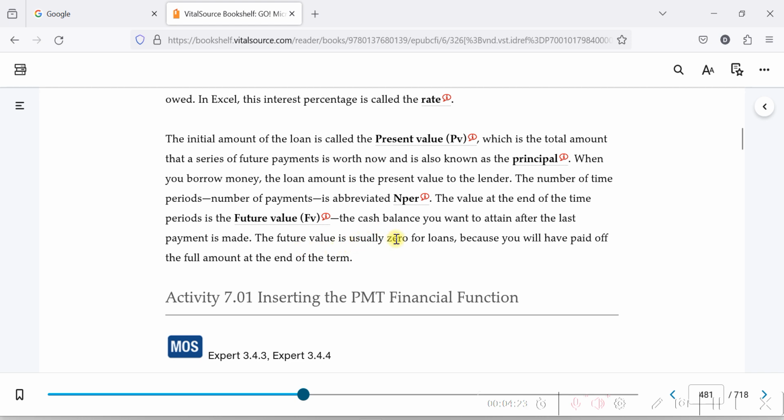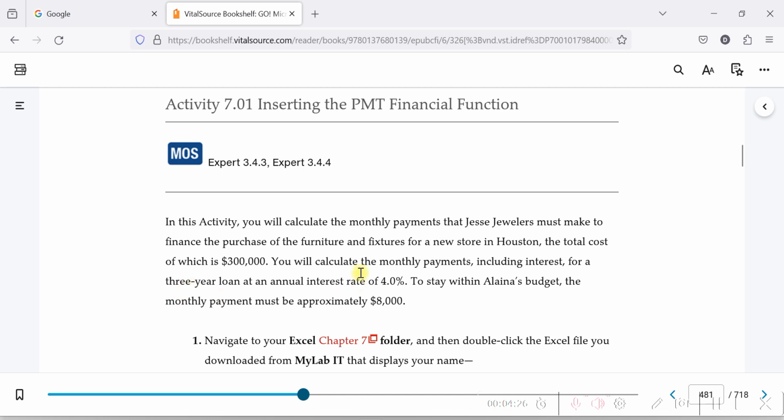So in this activity, we're going to create a monthly payment that Jesse Jewelers was made to finance the purchase of the furniture and fixtures for the new store in Houston. The total cost is $300,000, and we are going to calculate the monthly payments, including interest, for a 3-year loan at an annual interest rate of 4%. Keep that in mind. So we know it's going to be monthly payments. We know that we're borrowing $300,000, and we know that it's 3 years and the interest rate is 4%. So we have all the information we need.